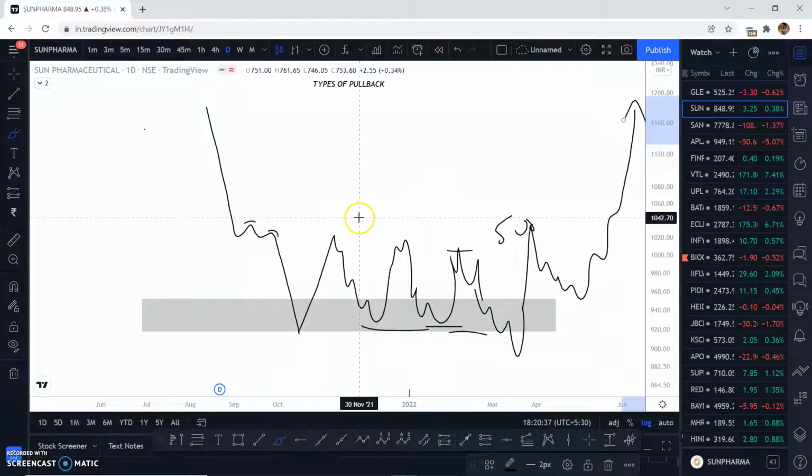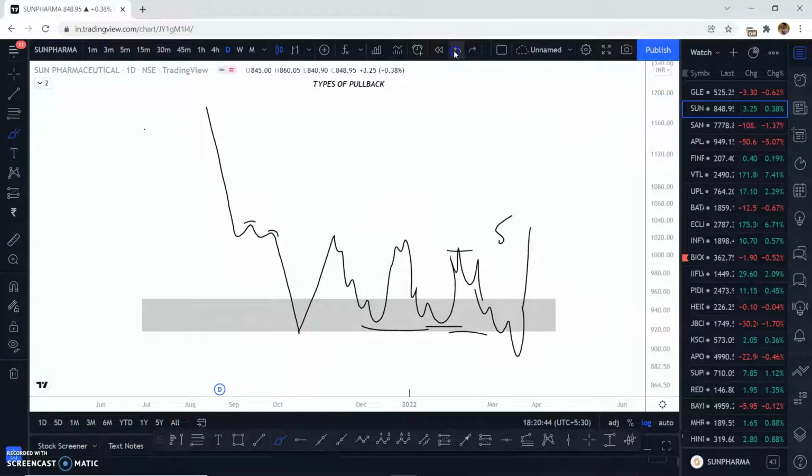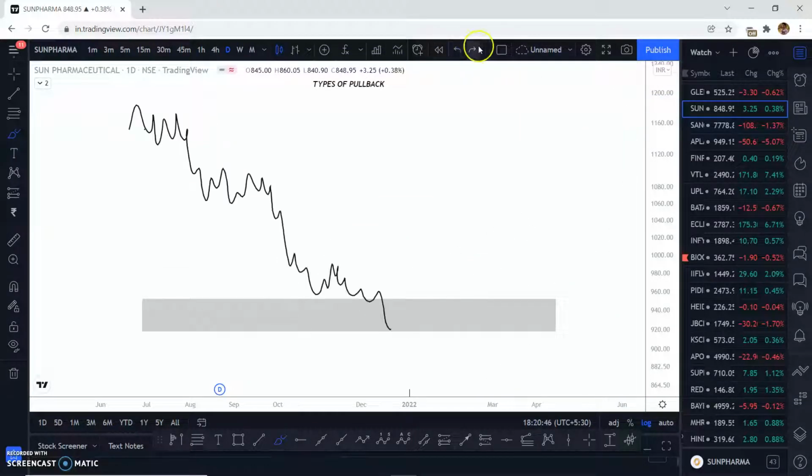So this is how you are supposed to take trades. Keep this in mind, guys. It is very important. If you are not understanding what's on the left, it makes no sense for you all to take trades here. Okay, so I've discussed around 3 types of fall.